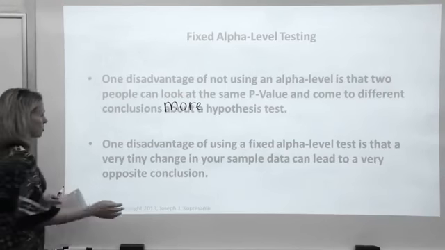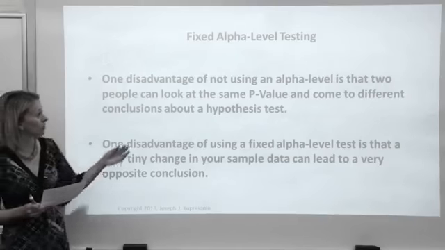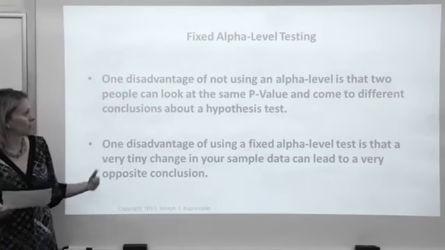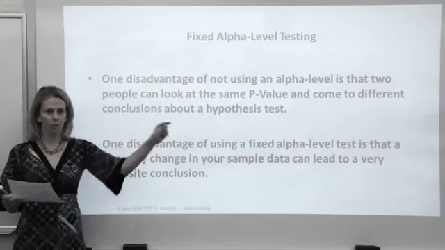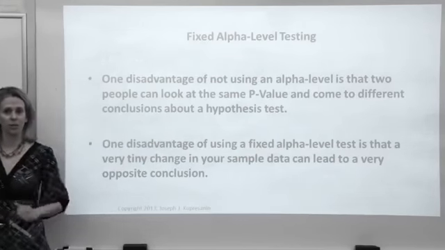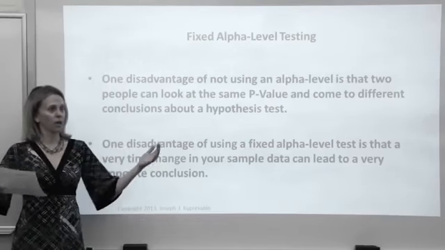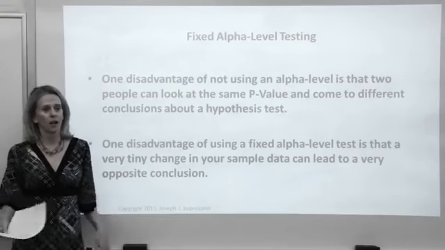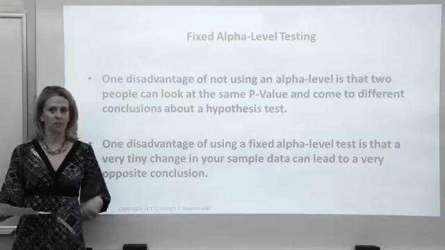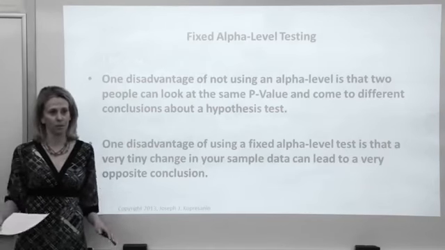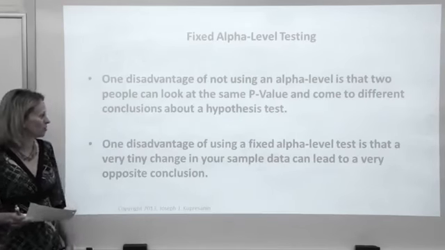Okay, so there are some advantages and disadvantages of having alpha or not. One disadvantage of not using fixed alpha level tests is that two people can look at the same p-value and one person can come up with one conclusion, somebody else might say something else. If we ran a test and the p-value was, say, 0.052, I might say, oh, I'm going to reject the null hypothesis. That's unusual enough. And Professor Cooper-Sonnen might say, no way, I'm going to fail to reject. I didn't think that was very unusual there.